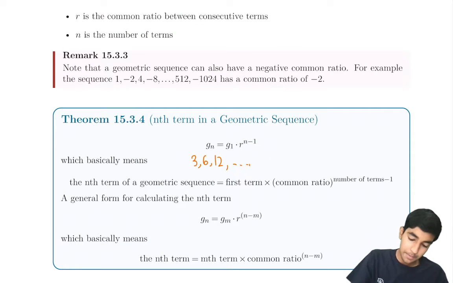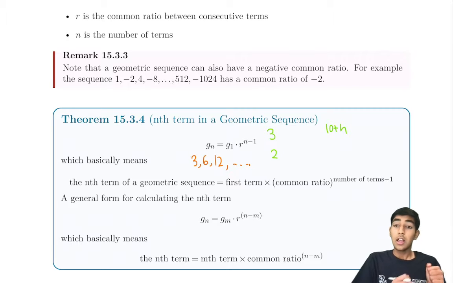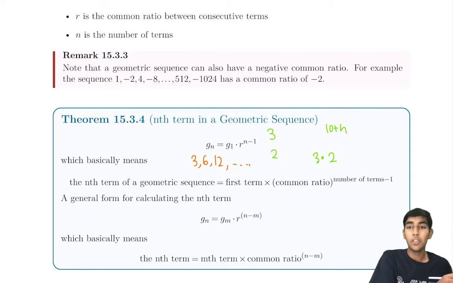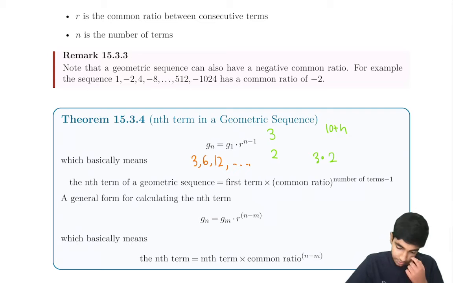So essentially what that's doing is, let's say you know the first term, you're trying to find the 10th term, and you know the common ratio is 2. You're trying to multiply the first term by the common ratio to the power of however many terms are in between the first term and the last term, which is n minus 1. In this case, 9. And that's where this formula comes from.